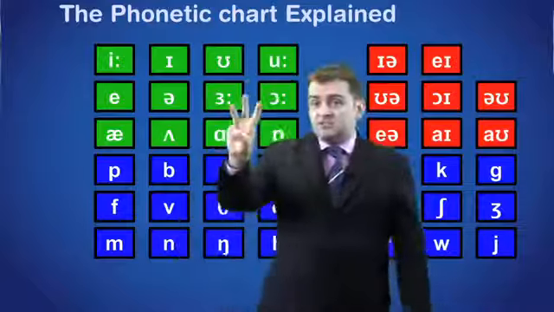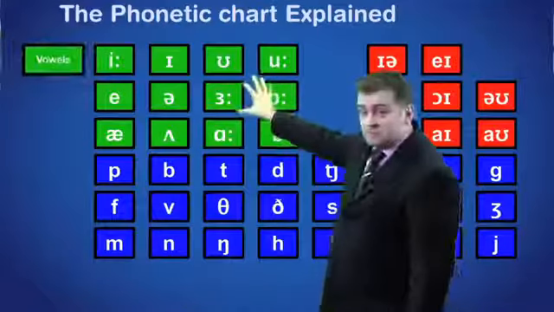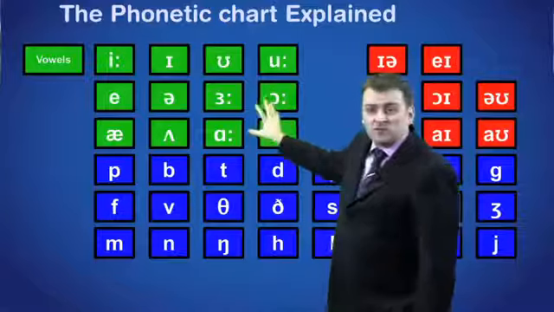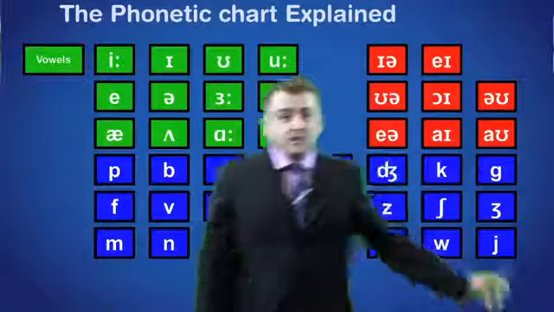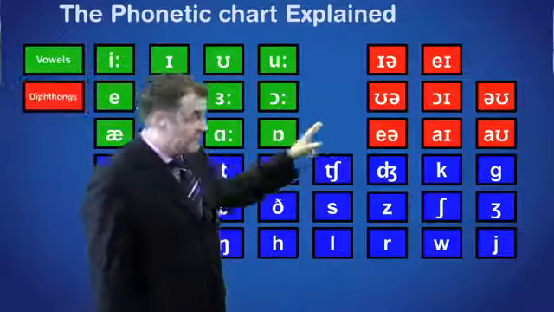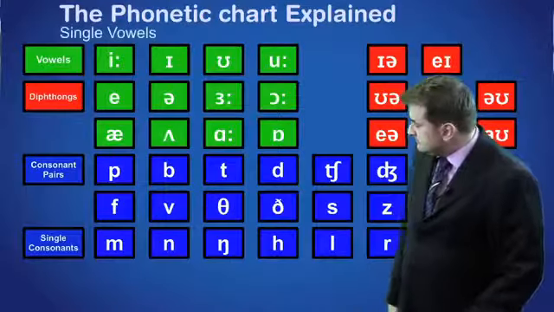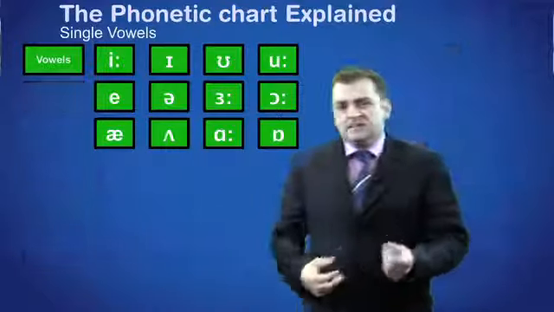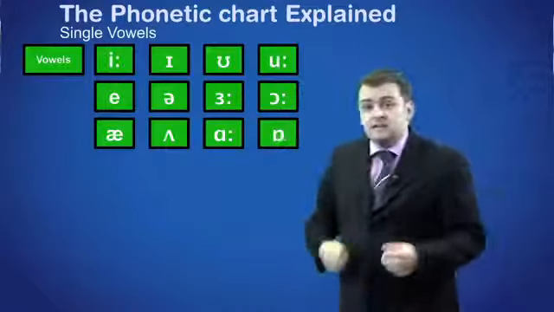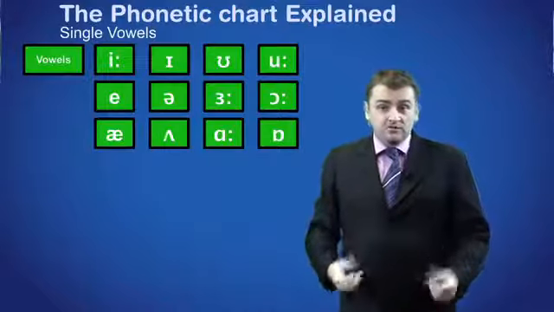There are three sections to the chart: single vowels, or monophthongs in green, diphthongs in red, and the consonants in blue. The first section is the single vowel sounds. These are sometimes called the monophthongs.